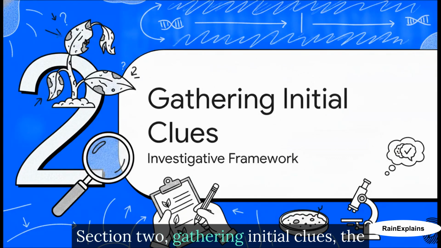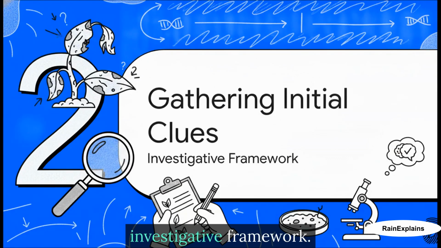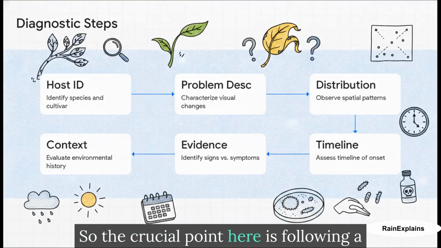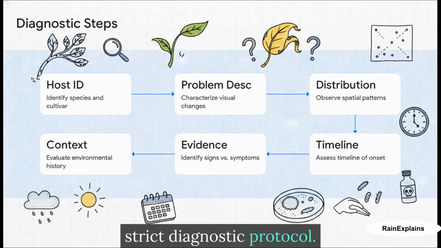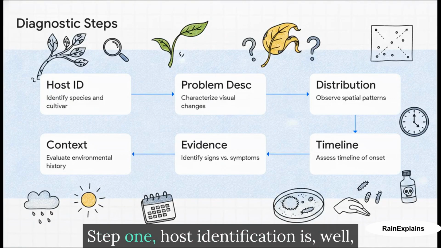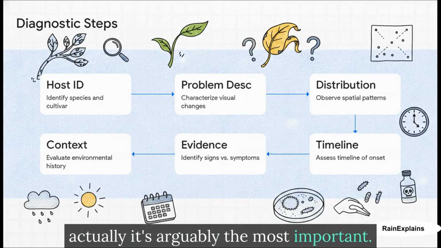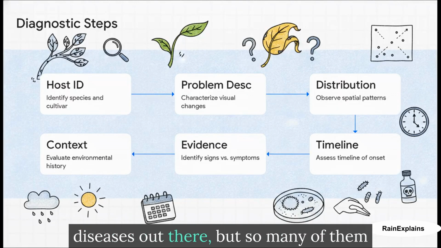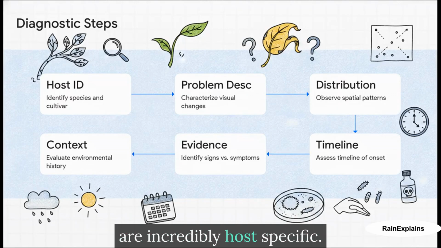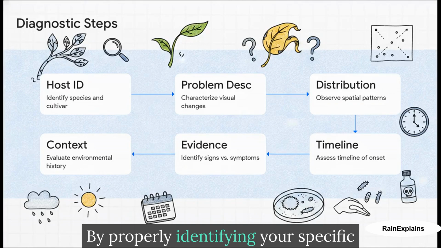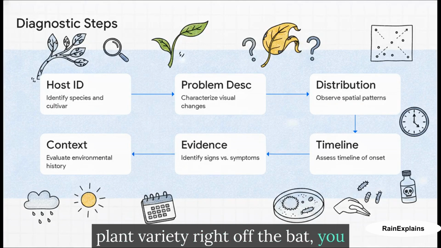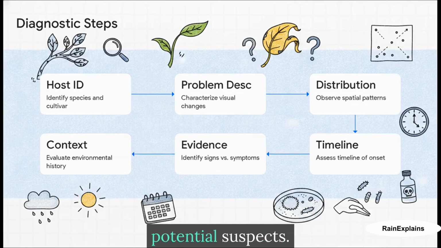Section 2. Gathering initial clues. The investigative framework. So the crucial point here is following a strict diagnostic protocol. Look at these 6 steps. Step 1, host identification, is arguably the most important. There are hundreds of pests and diseases out there, but so many of them are incredibly host-specific. By properly identifying your specific plant variety right off the bat, you immediately eliminate a massive list of potential suspects.